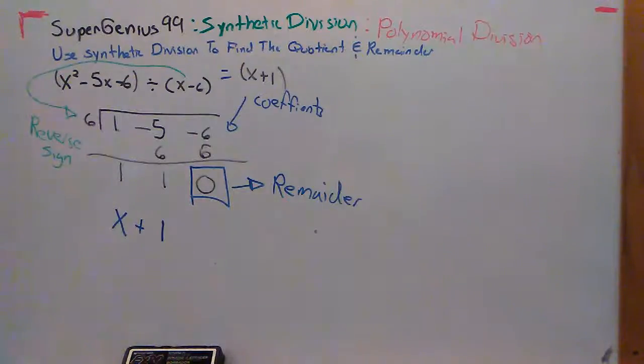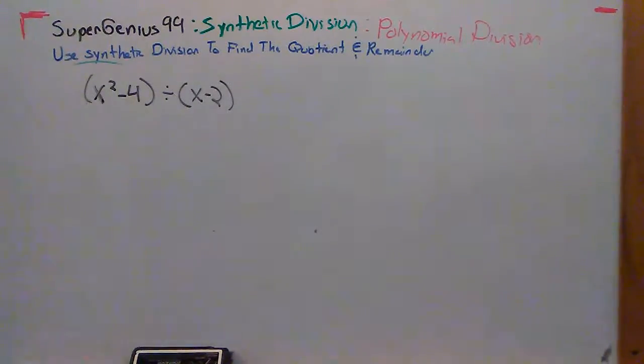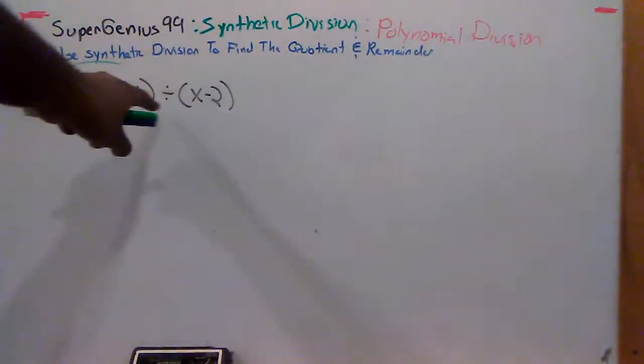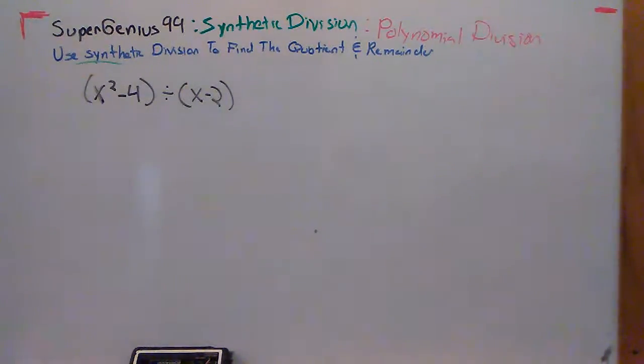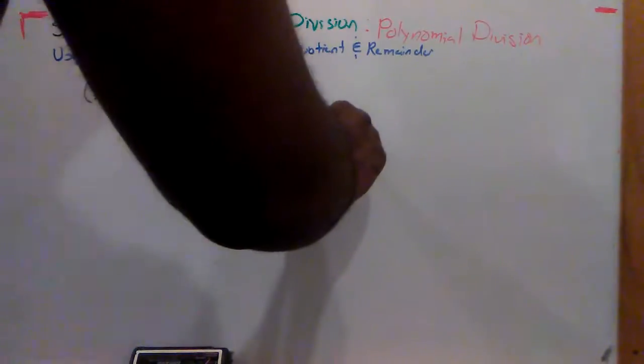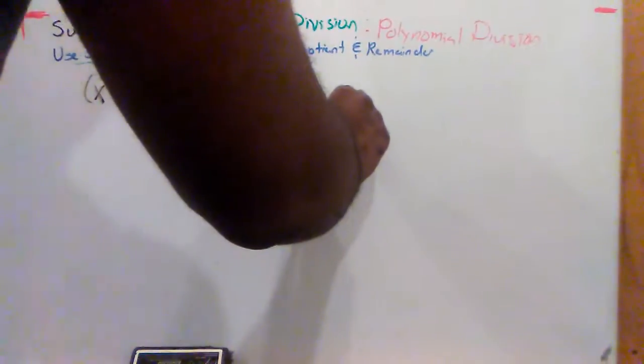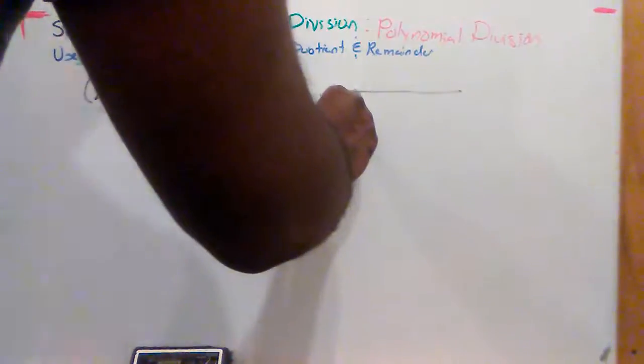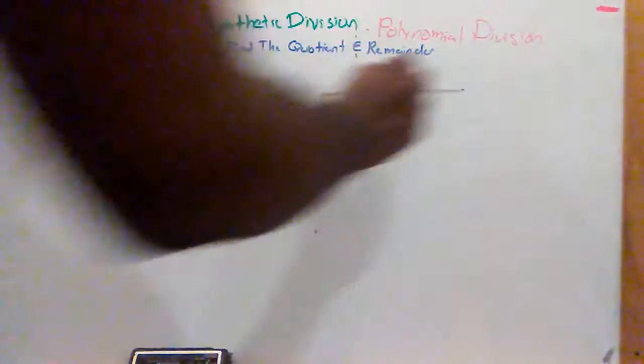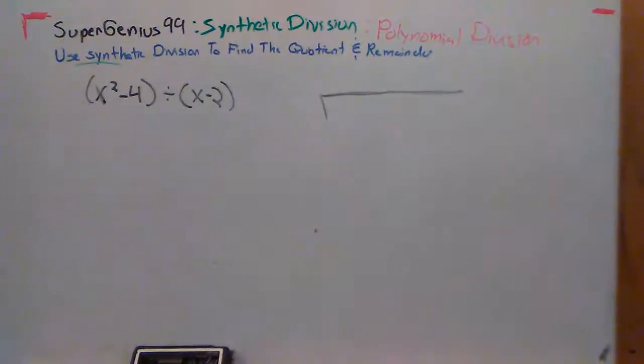All right, so that's a lot to chew on, but we will do another one in 1 second. Okay, here's another one: x squared minus 4 over x minus 2. Let's write a fraction bar. My black is fading, so I'll change to another color.